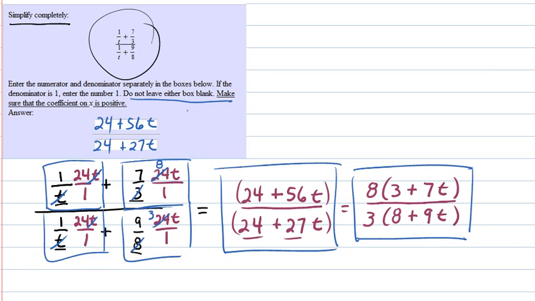So if the denominator or numerator happens to be 1, you would put the 1 in. It also says make sure the coefficient on the x is positive, or in this case the coefficient on the t, I think they mean, that's the variable. Well, here we've got a positive 56 and here a positive 27. If those were negative, you'd multiply through by -1 to make them positive. Okay. Multiply top and bottom by -1. So I think we're set.